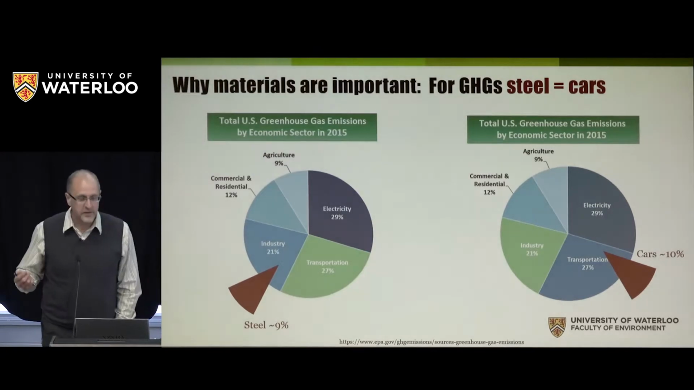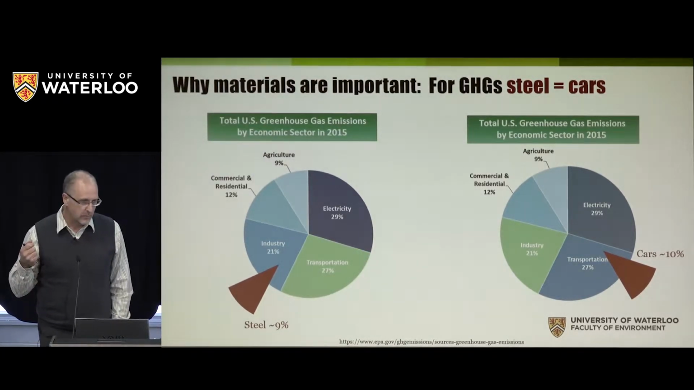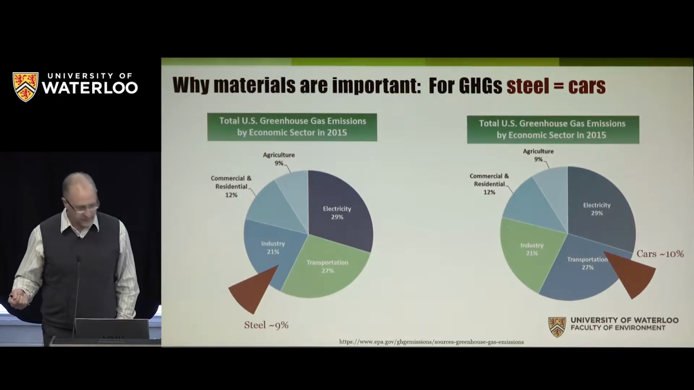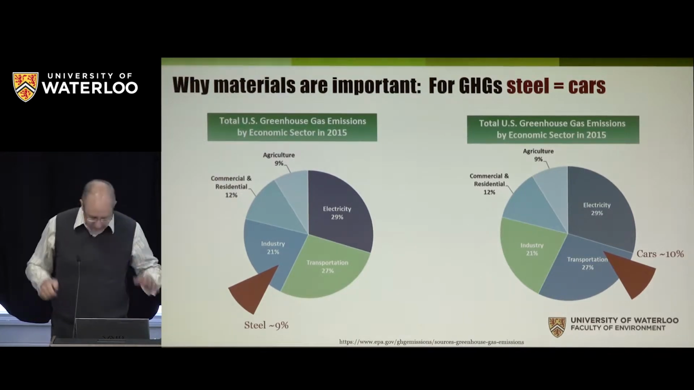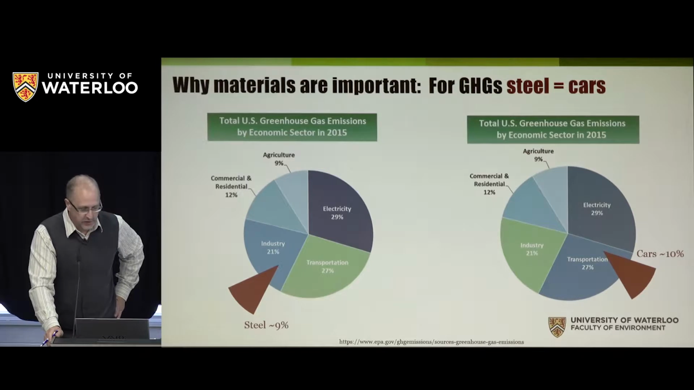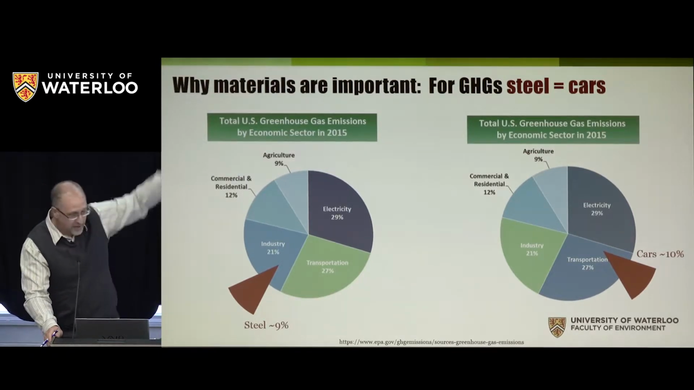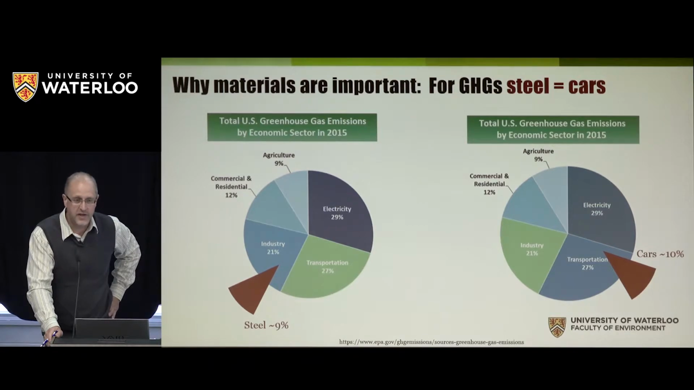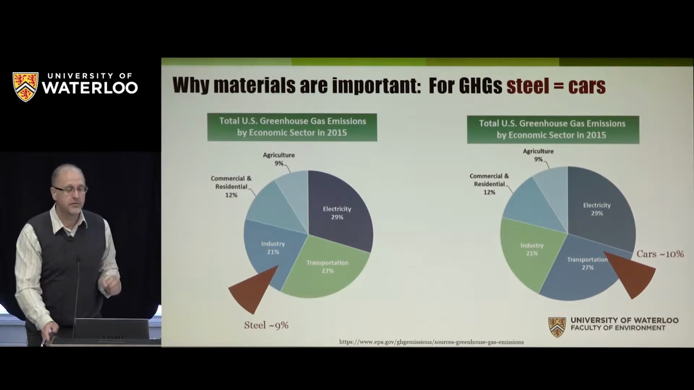Why are materials important in this? My simple equation is that we spend a lot of time focusing on something like cars. Steel is actually one material, and steel is just as important as cars are for the entire global economy in terms of its footprint. I just pulled up the US greenhouse gas emissions by sector. If you look at transportation on the right-hand side, cars account for about 10% of greenhouse gas emissions. If you look at industrial emissions, steel accounts for about 9%. So they're roughly the same.